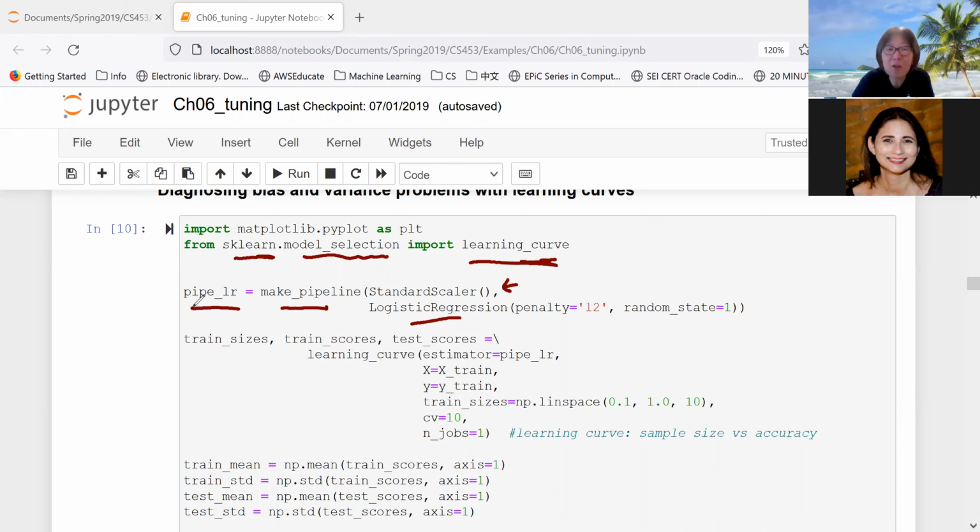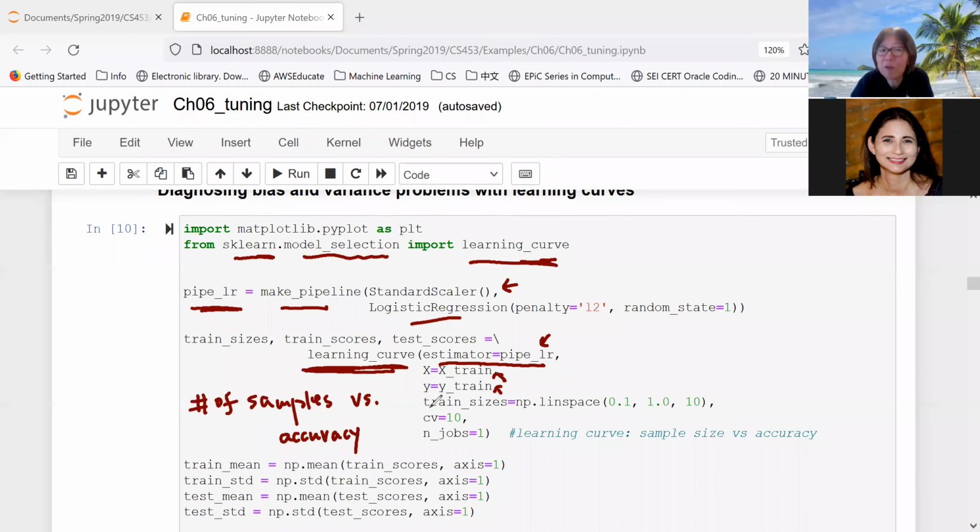And after that, so this is your model part. Then you can just directly call learning curve. And for the learning curve, you plug in whatever the model. Over here we have the pipeline model, and then fit with training data. And if you recall, learning curve is regarding the number of samples versus accuracy. So that's why the training size, we need to change it.